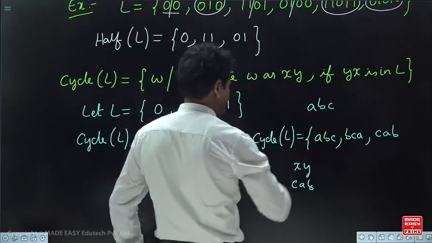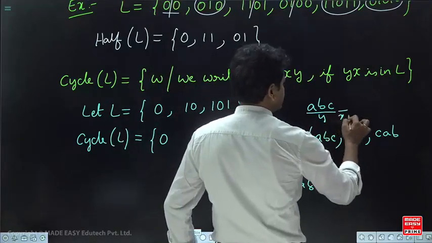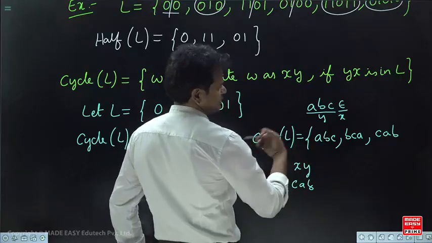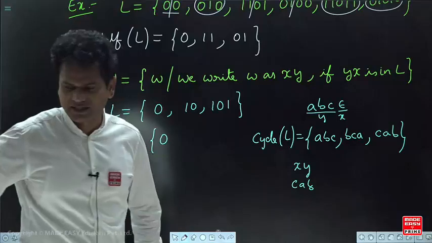And what else can you take? You can take this as y and this as x. X is epsilon, so xy means epsilon ABC. Already we have taken. So this is the cycle of L. Do you understand?